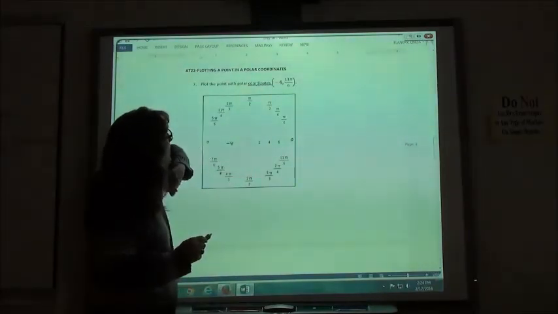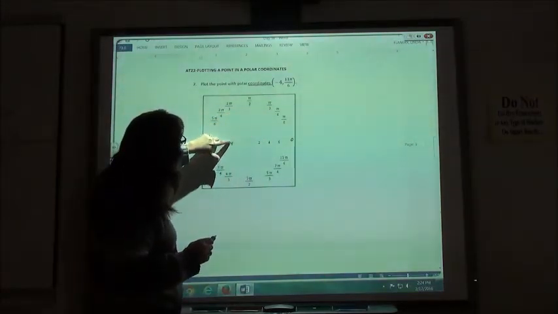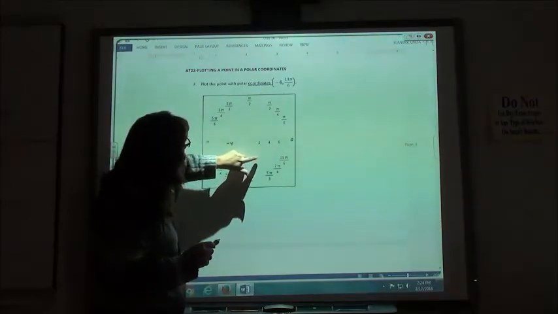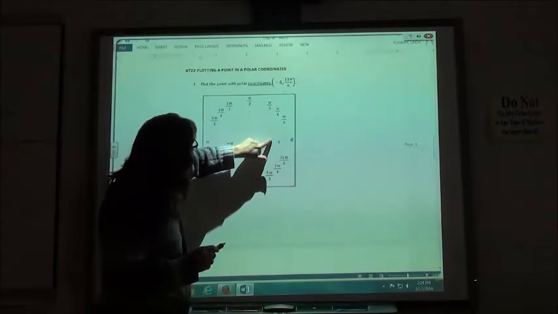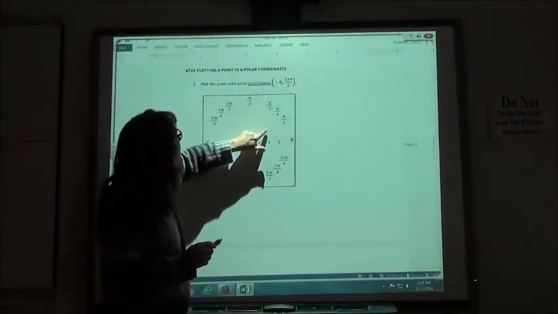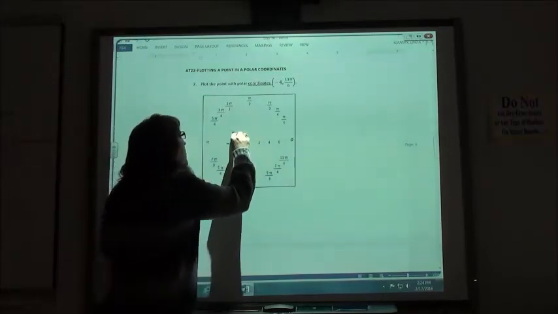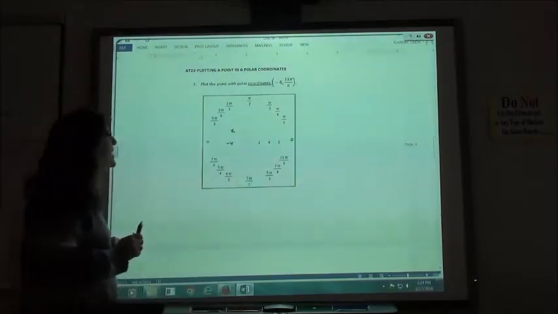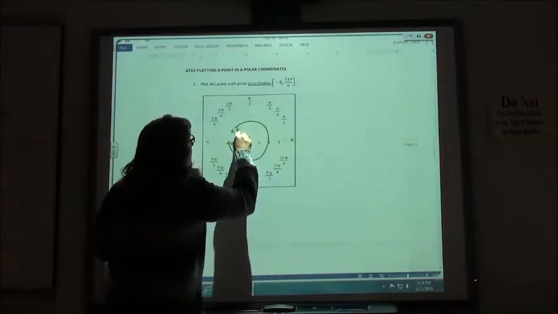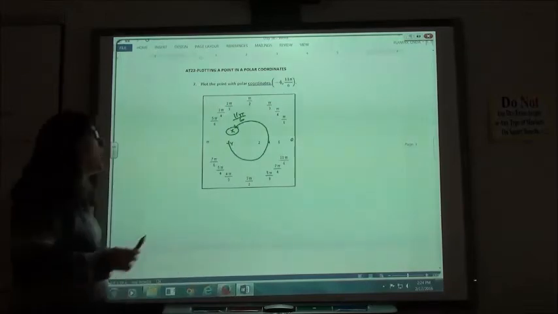I'm going to do 11 pi over 6. I'm going to go clockwise around because it is positive. And so 1 pi over 6, 2 pi over 6, 3 pi over 6, 4, 5, 6, 6 pi over 6 would be 1 pi halfway around my circle. 7, 8, 9, 10, 11. I would end up right there. That's where I'm going to put my dot. So I went to negative 4, and then I went around 11 pi over 6, and that's where I put my mark.